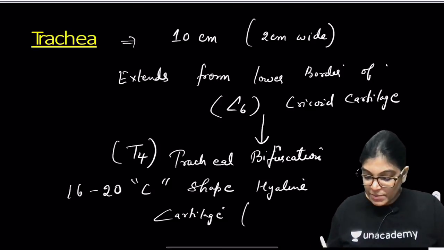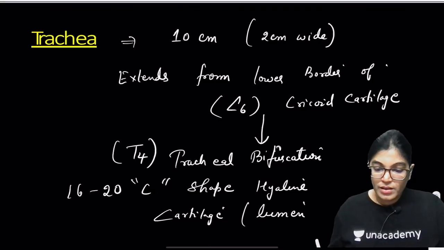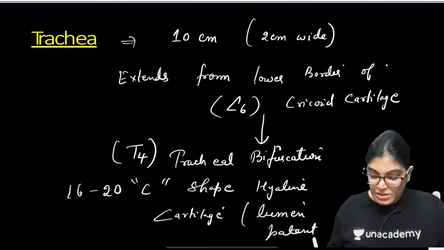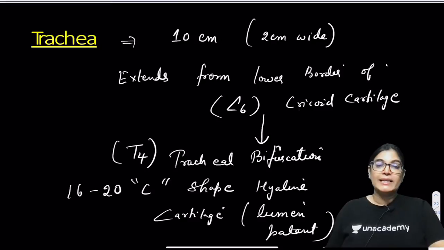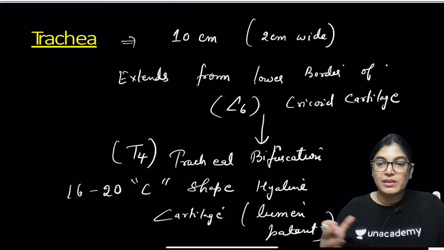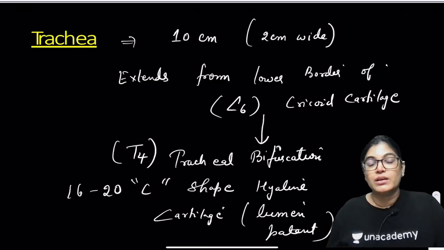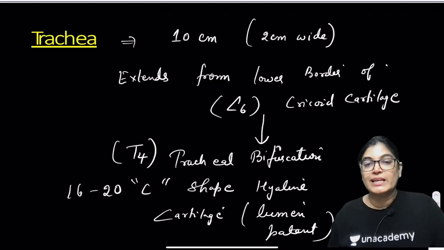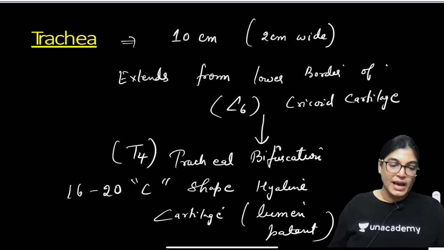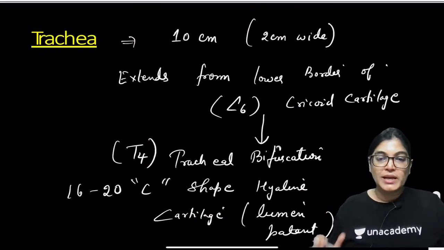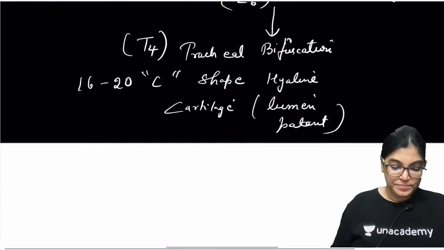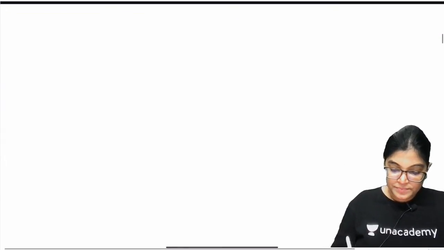Why? To keep the lumen patent. So, there is approximately 16 to 20 C-shaped hyaline cartilages which is encircling the lumen, but posteriorly there is a gap, it is not wholly encircling. Posteriorly, it is connected by a muscle, that is trachealis muscle. So, it is to keep the lumen of trachea patent. So, write down.